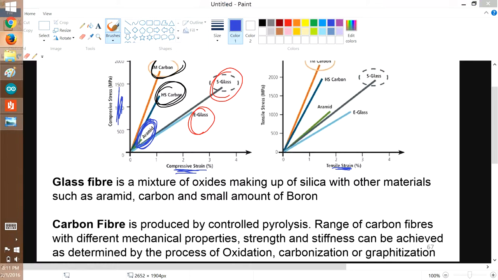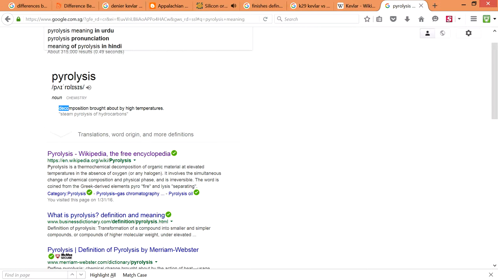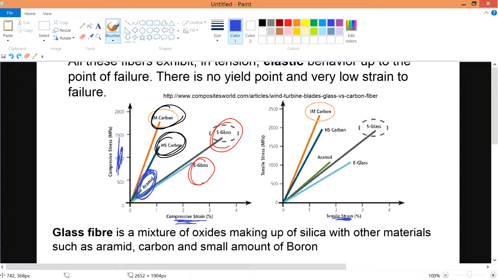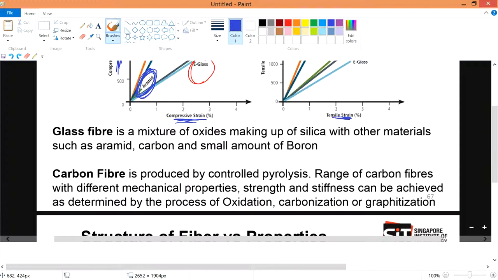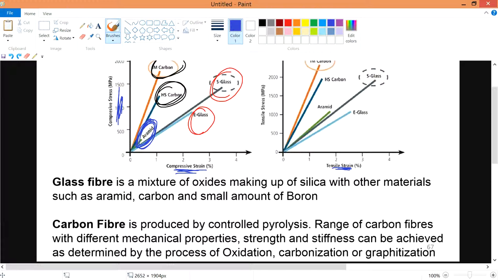Pyrolysis means to decompose your material using high temperatures. This is why I said just now that the intermediate modulus or high strength carbon depends mainly on the temperatures, how you break it down. The range of carbon fibers depends on the different elevated temperatures. Oxidation has its own temperature, about 200 degrees, carbonization about 500 plus, graphitization about 1000, things like that. Different temperatures will give you different mechanical properties, strength and stiffness.